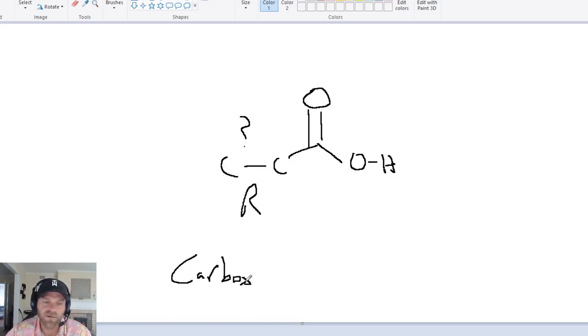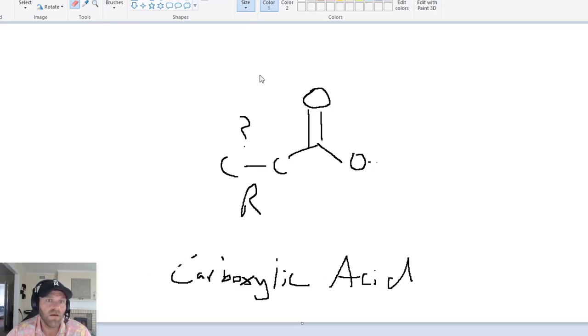All right. Oh, my gosh. Carboxylic acid. Okay. And then there's one more. I'm not going to take everything away. I'm just going to take a little bit. If this H is not an H, but it's another carbon. Actually, I am just going to do a new one. That's taking way too long.